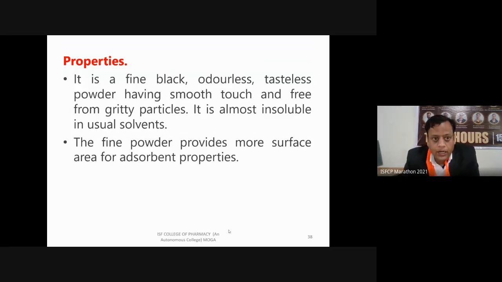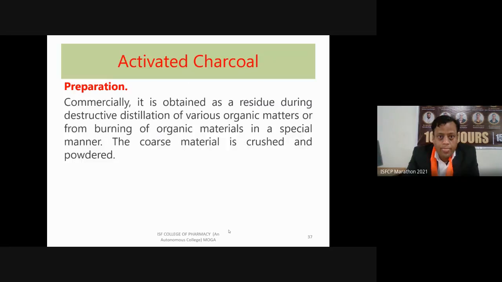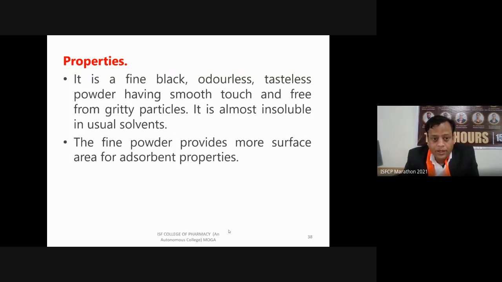Properties: it is a fine, black, odorless, tasteless powder having smooth touch and free from gritty particles. The fine powder provides more surface area for adsorbent property. So it is a very fine powder and produces a large area, which gives better adsorbent properties.